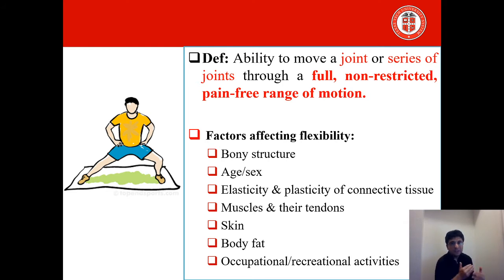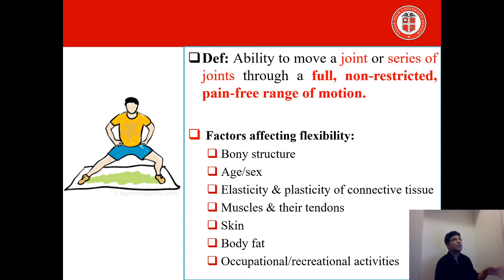Body fat, another important factor. A lot of adipose tissue will hamper the movement at different kinds of joints because it limits stretching to some extent. As far as the occupational and recreational activities are concerned, some of the occupations are more demanding. It increases flexibility. On the contrary, if you're doing a desk job, the flexibility is likely to decrease. So you should opt for a lot of flexibility exercises such as yoga to increase your flexibility overall.